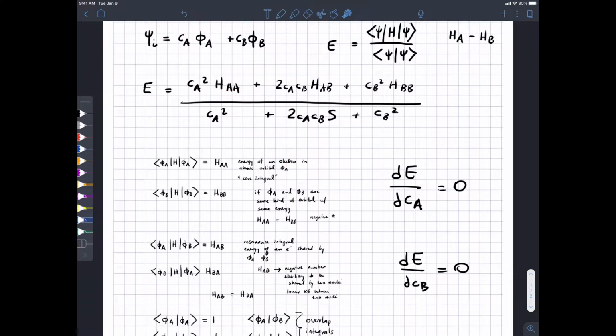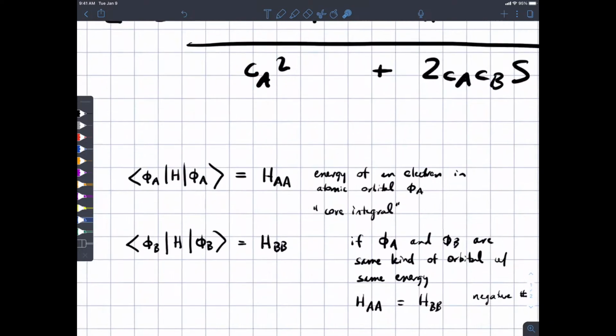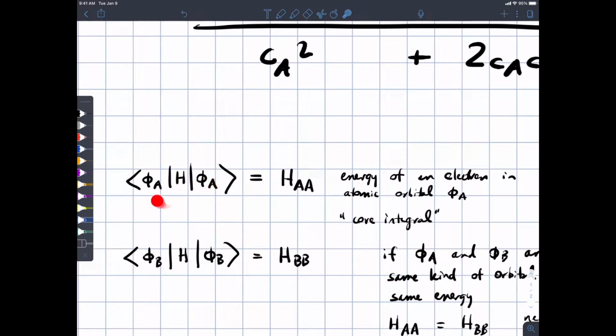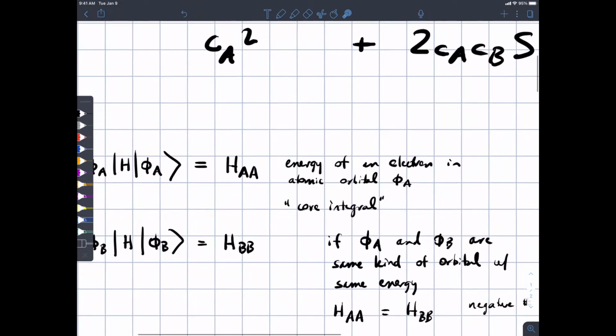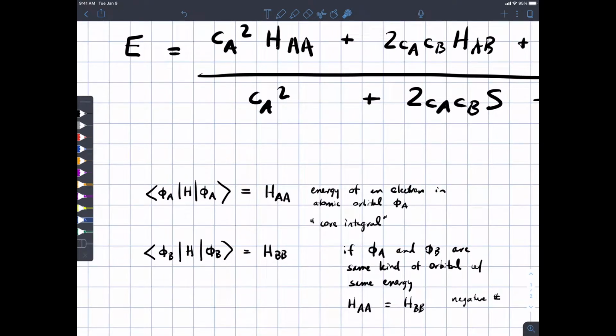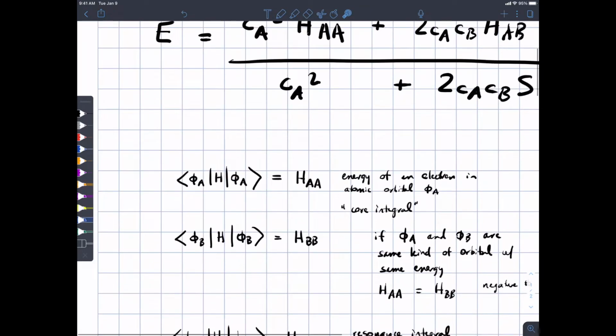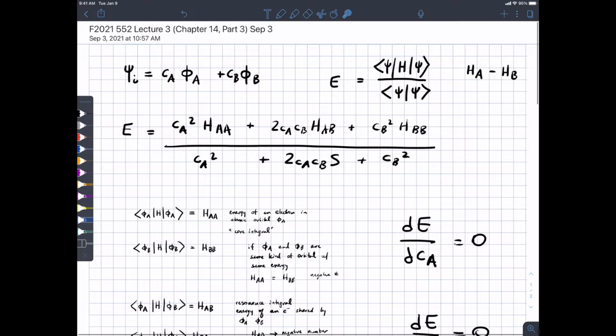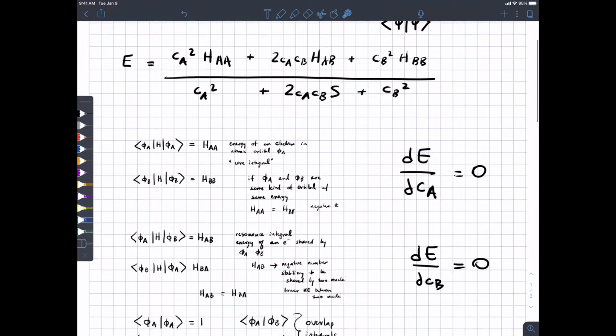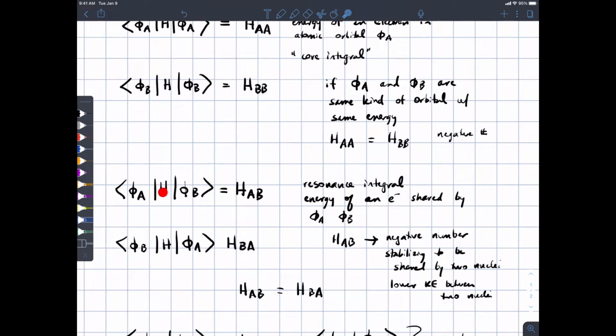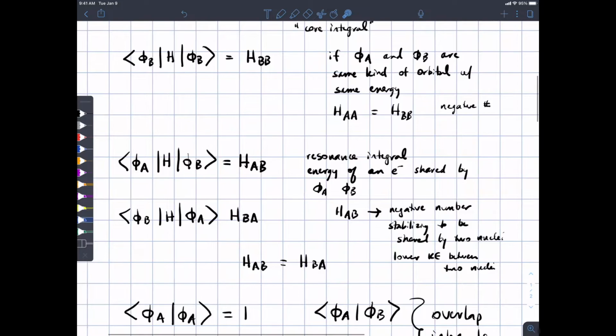HAA is what's called the core integral. This is the Hamiltonian applied to phi A multiplied by the complex conjugate of phi A, and it gives you the energy of an electron in an atomic orbital that's not involved in bonding. Because A and B are both hydrogen, HAA and HBB are identical to each other. The HAB term and the HBA term are also identical to each other, but these reflect the energy of an electron shared between A and B. Interestingly, that's what happens when you apply the Hamiltonian to phi B and then multiply it by phi A and integrate. And that's called a resonance integral, with the idea of sharing an electron between two nuclei.